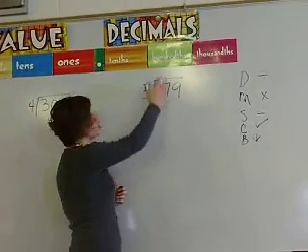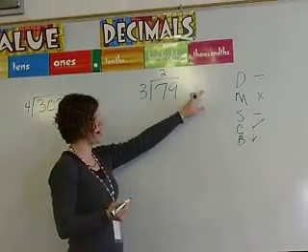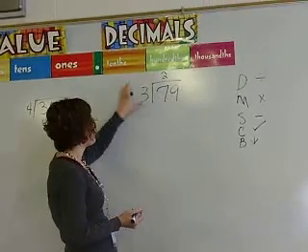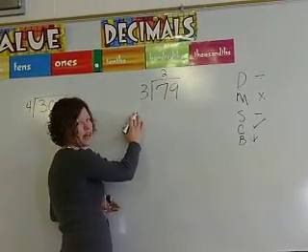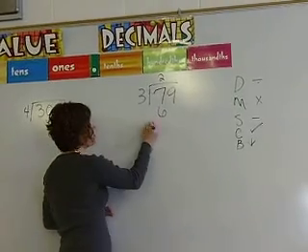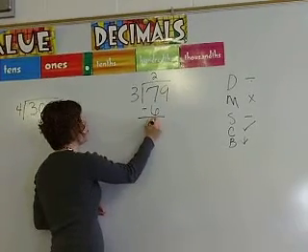3 goes into 7 2 times, so that goes right up here above my 7. Okay, so I did my divide. Now I'm ready to multiply. I multiply my number up here by this number. So 2 times 3 equals 6. That goes right there under my 7. Now I'm ready to subtract. 7 minus 6 equals 1.